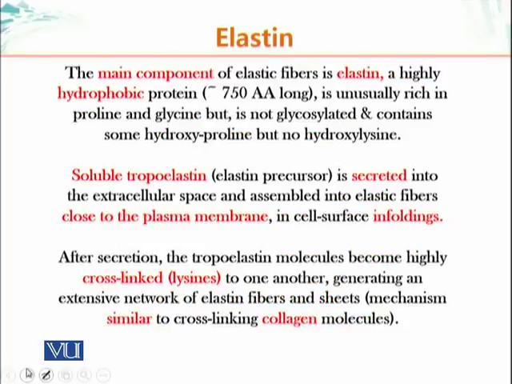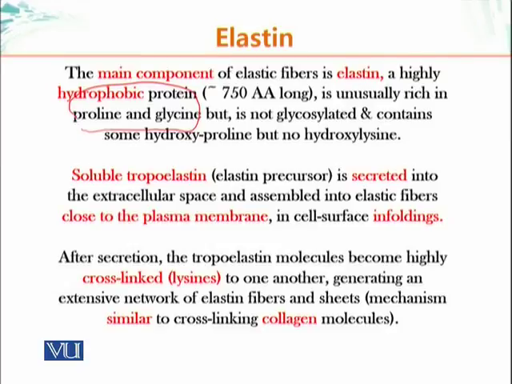The main component of elastic fibers is elastin. It is a highly hydrophobic protein, about 750 amino acids long, and it is unusually rich in proline and glycine, which it shares with collagen, but it is not glycosylated. However, it contains some hydroxyprolines, but no hydroxylysines. Soluble tropoelastin, the precursor of elastin, is secreted into the extracellular space and assembled into elastic fibers close to the plasma membrane.